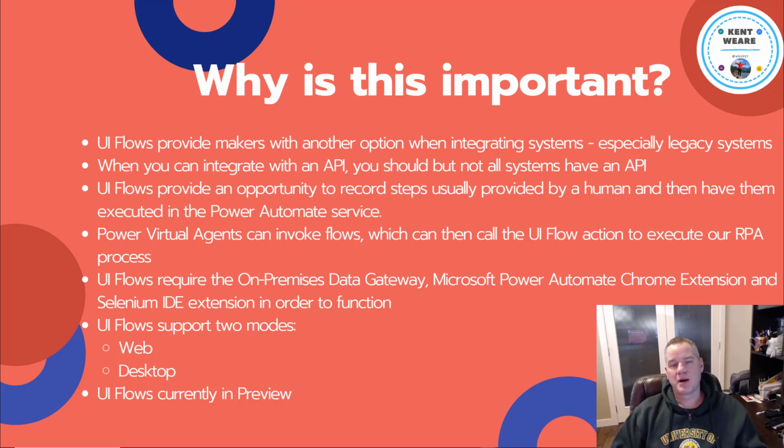Now, in this case with Power Virtual Agents, the chatbot's not going to directly invoke the UI flow. We still need to have a regular flow in between these two services. And the reason for that is that UI flows essentially show up as a connector inside of Power Automate flows. So what we'll do is we'll expose a regular flow to our Power Virtual Agent service that it can call. And then as part of that flow, we are going to include a call UI flow action that we can then go to invoke that part of the process.